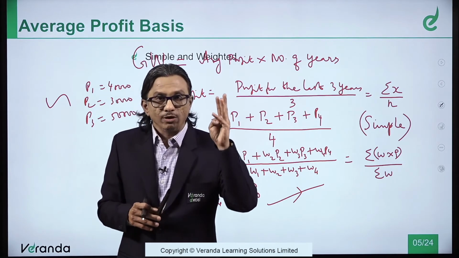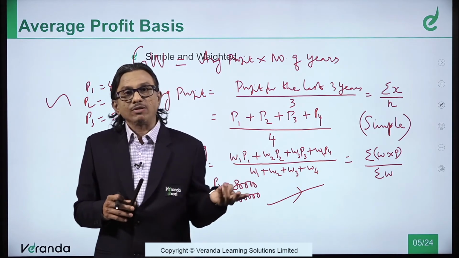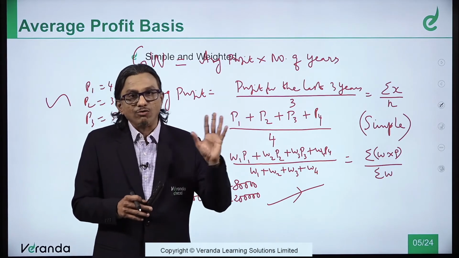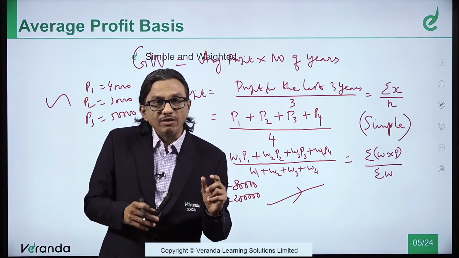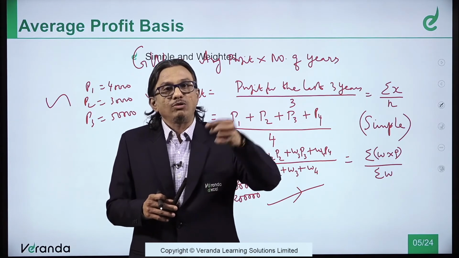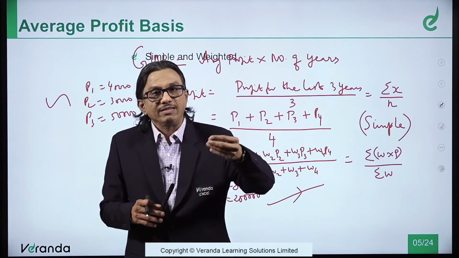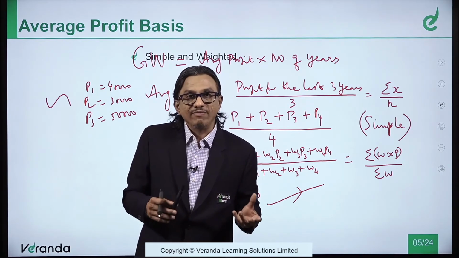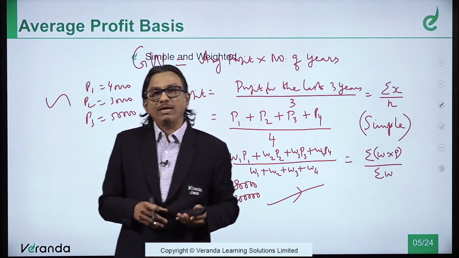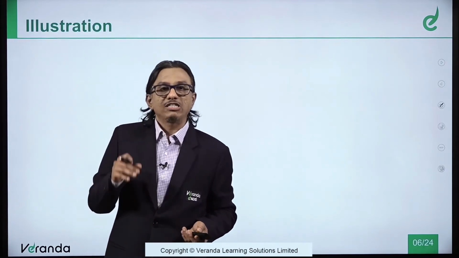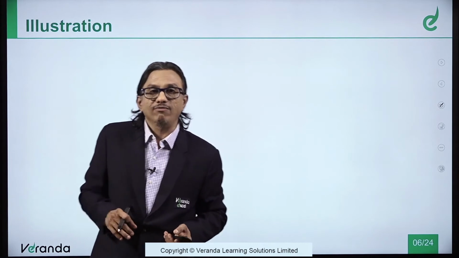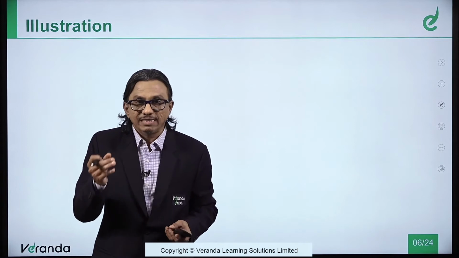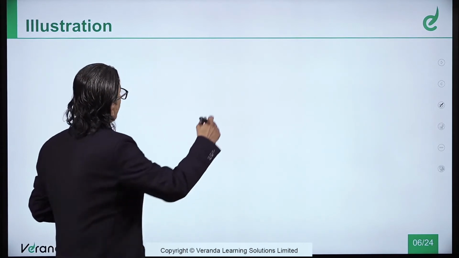So whether we should follow simple or weighted depends on the trend of profit. Weights may be given in the question, you follow that. If weights are not given, you apply 1, 2, 3, 4 as the weights for the first, second, third, fourth year in the ascending order. Then of course you can easily calculate the weighted average profit. So let us now see an illustration of how to calculate the value of goodwill by simple average profit as well as weighted average profit.